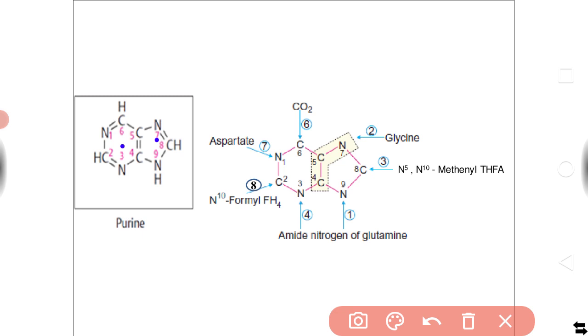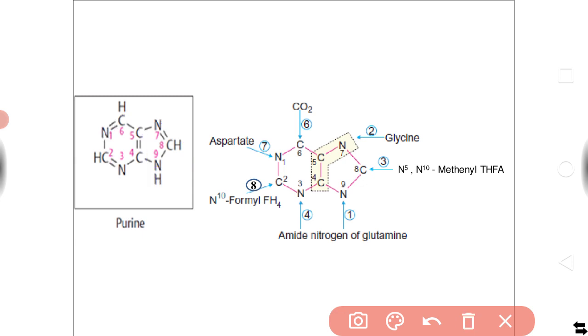Whereas the second ring, or the imidazole ring, is numbered in the clockwise direction. The second ring is N7, C8, N9. So you have two rings, the first ring and the second ring. The first ring is numbered in the anti-clockwise direction and the second ring is numbered in the clockwise direction.